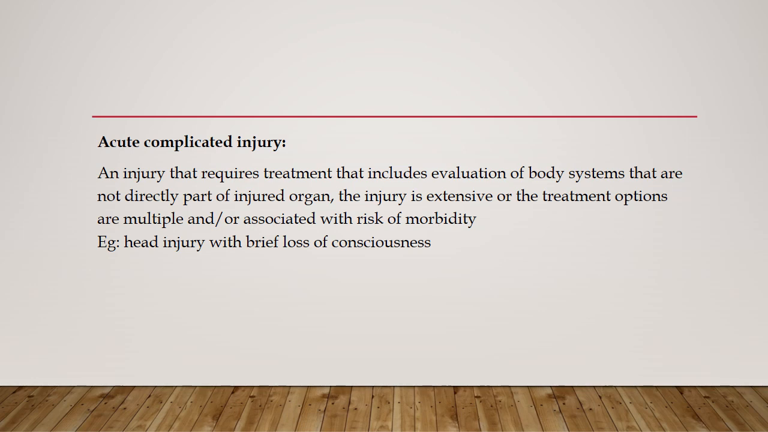One example is head injury with brief loss of consciousness. The patient has a trauma to the head and has lost consciousness for some time, which can be due to many reasons, such as brain injury. It can be identified only after evaluation of body systems. So such examples are categorized under acute complicated injury.